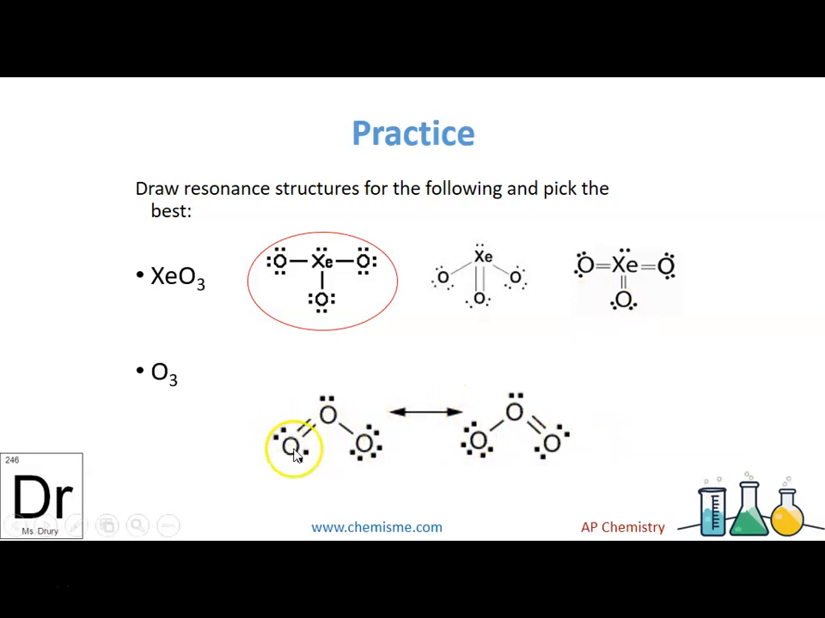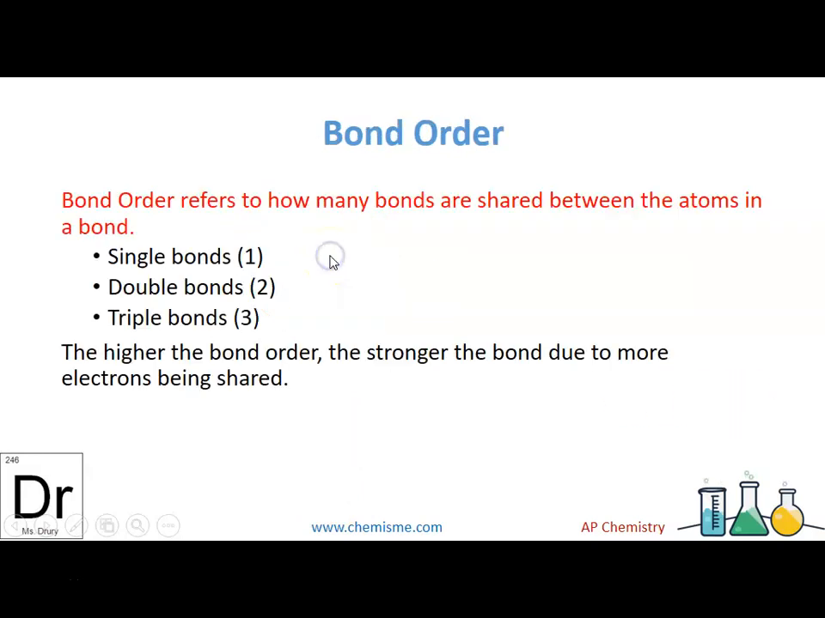Remember, it doesn't mean that the structures are moving, it means their electrons are moving. The electrons are moving from the first bond location to the second bond location. I would say that they're equal structures, and that's why we put an arrow between them. We didn't put an arrow between the top ones because they were not equal. I like this one better because it obeyed the octet.